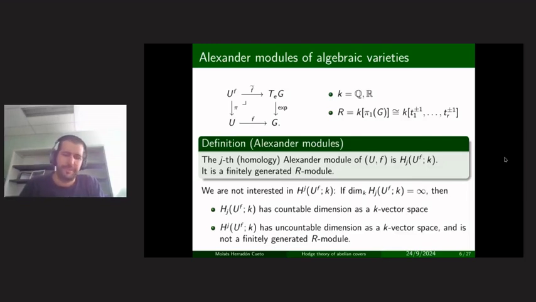And I guess people generally don't want to talk about these modules either. There is such a thing as cohomology Alexander modules, but you would dualize over the ring instead of over the field. But anyway, for this reason, I'll talk about homology the whole time. So these are the objects of study.